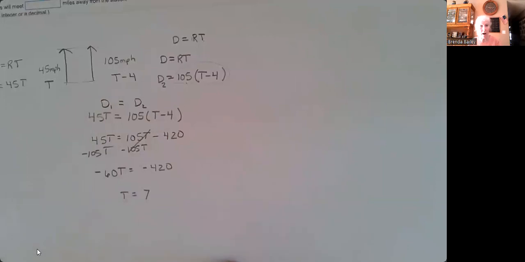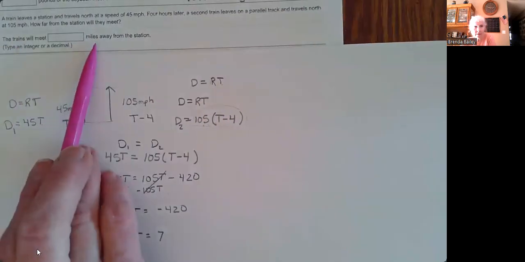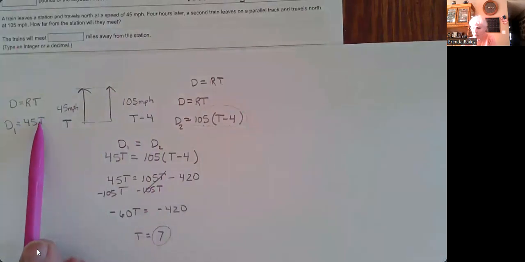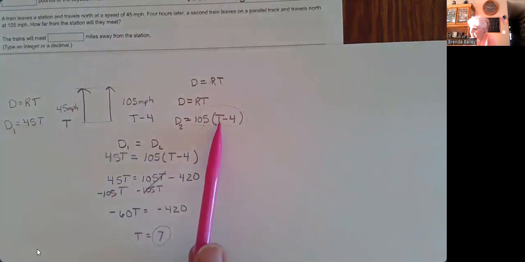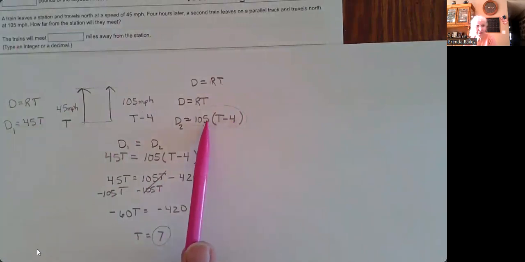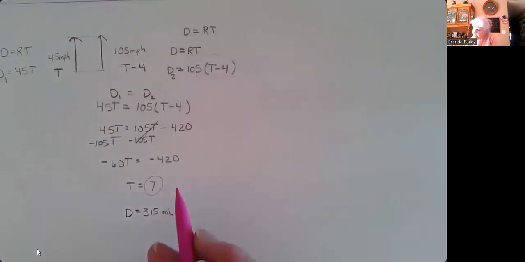But that's not what they want. They don't want the time. They want to know the miles. So you can either put this in right here, 45 times 7, or you can put it in right here, 7 minus 4, which is 3, times this. You'll get the same answer, though your numbers are different. 315 miles. Let's move it down a little bit. This is what they wanted, but you use the time to find it.